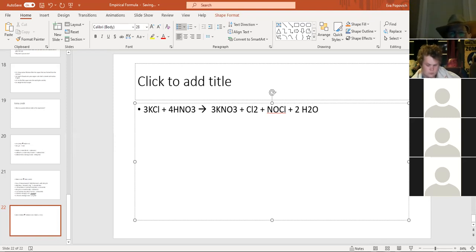Okay. Now read the other part of the problem. How many grams of fertilizer can be made from 735 grams of KCl reacting with 110 moles of HNO3? Which is the limiting reactant? Okay. So it just says how many grams of fertilizer? It identifies the fertilizer as KNO3. That little part you left out.